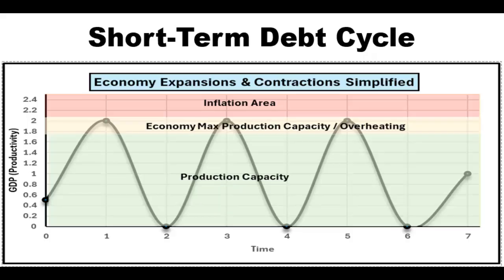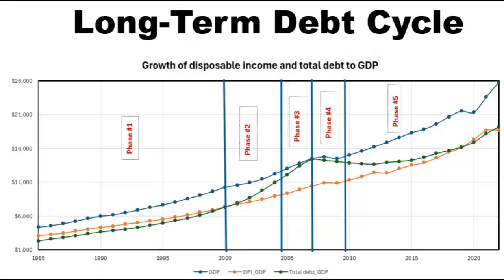When central banks lower interest rates or loosen monetary policy, the economy expands and productivity rises. When the economy begins to reach its maximum production capacity, it starts to overheat. Central banks then increase interest rates and the cycle will begin anew. If monetary policy continues to be loosened as the economy overheats, inflation will rise because aggregate demand will outpace aggregate supply. Over the long term, short-term debt cycles aggregate to a long-term debt cycle.